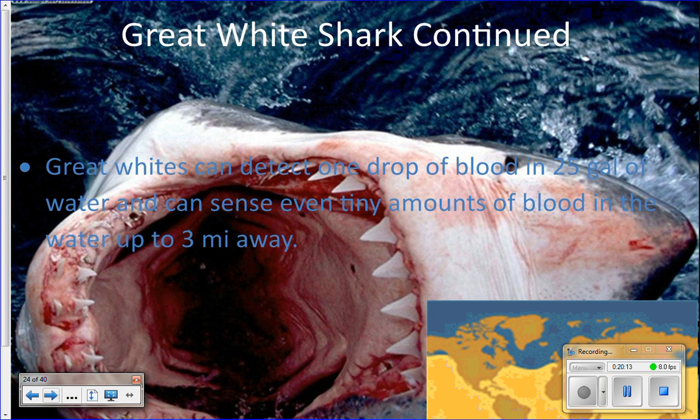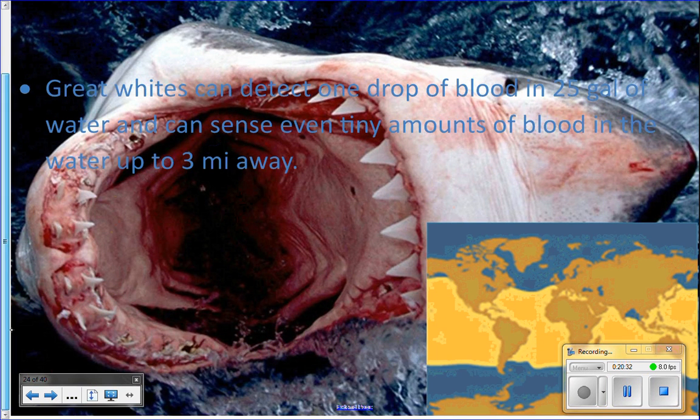They're really, really good at detecting blood in the water. So they can detect blood up to 3 miles away. Okay, that's far. That's a long way. And they can detect about one drop of blood in 25 gallons of water. So just one single drop in 25 gallons, they can detect that up to 3 miles away. So it's crazy. And you can see in that picture where the great white shark is actually found.